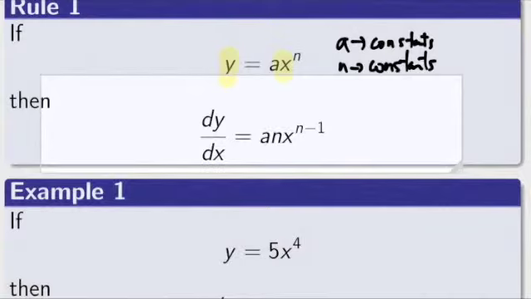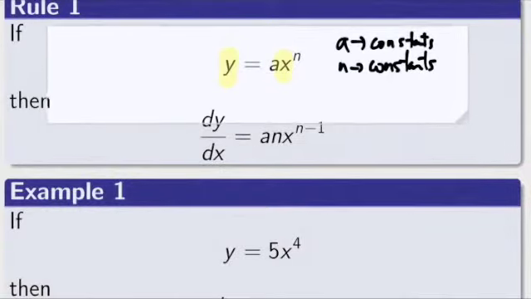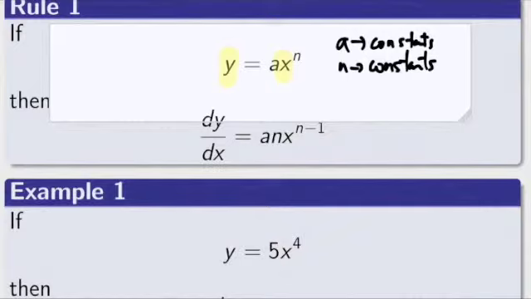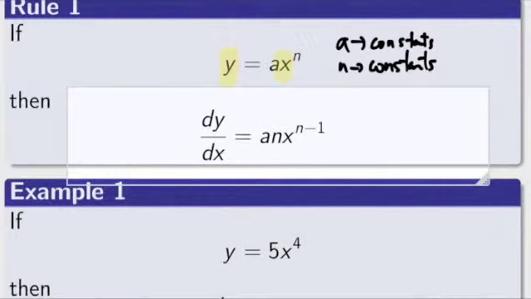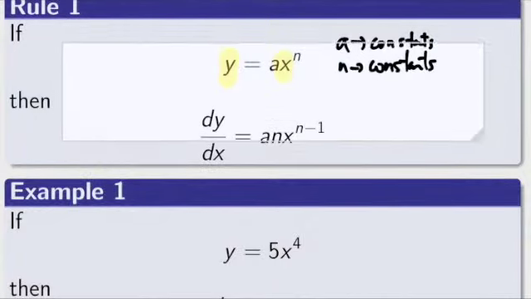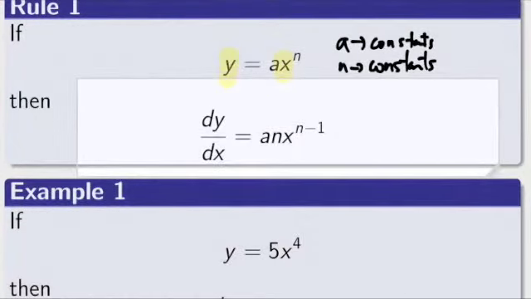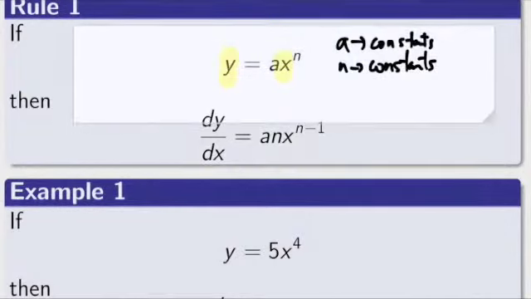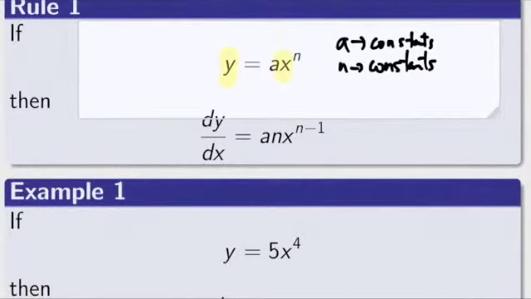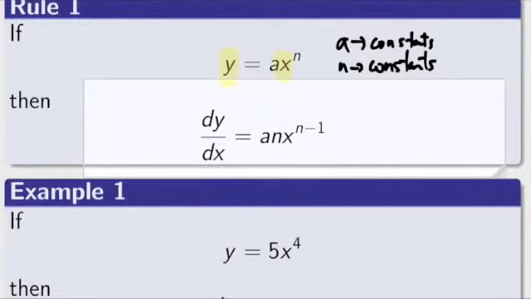The derivative of y with respect to x, which we call dy dx, is read as derivative of y with respect to x. In differentiating y with respect to x, we take the index n and we drop it to the front and multiply with the coefficient a. So the new coefficient becomes a times n, and in differentiating we also subtract 1 from the index, so the new index becomes n minus 1. So if y equal to ax raised to the power n, then the derivative of y with respect to x, which is dy dx, is a times n times x raised to the power n minus 1.